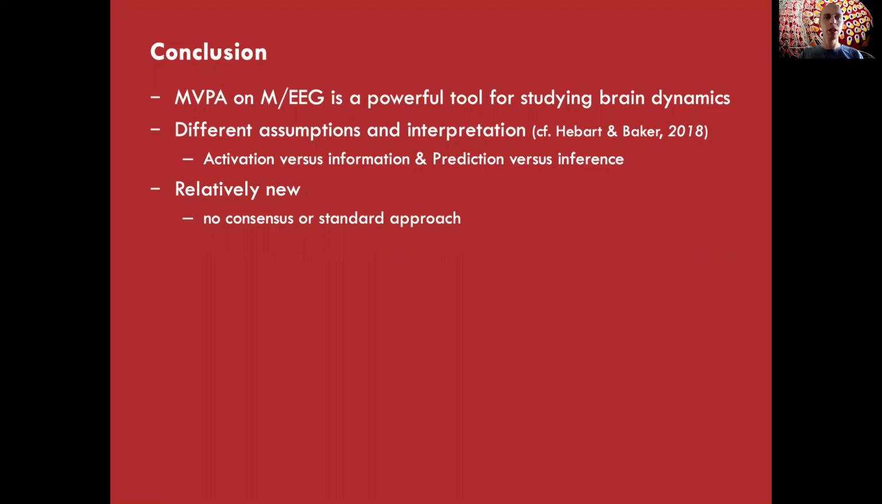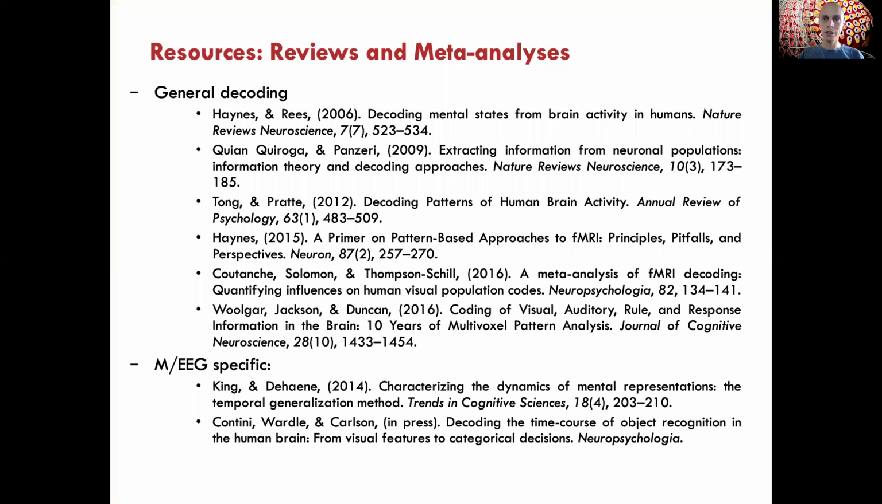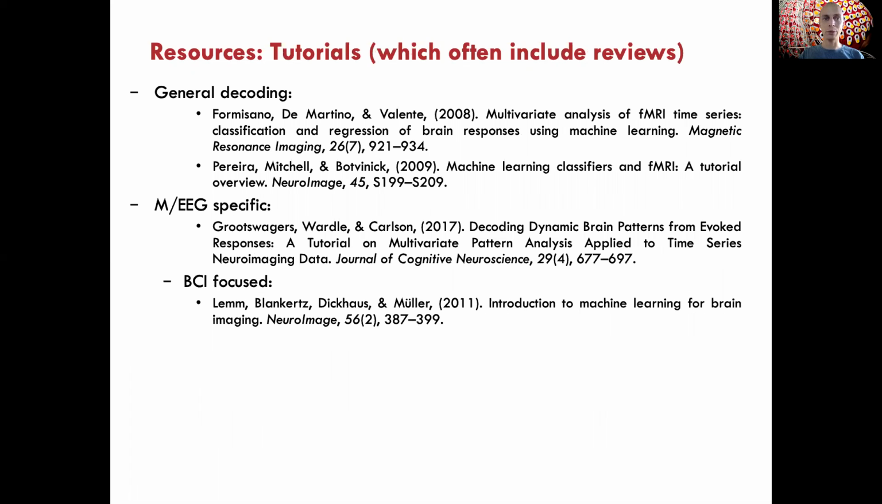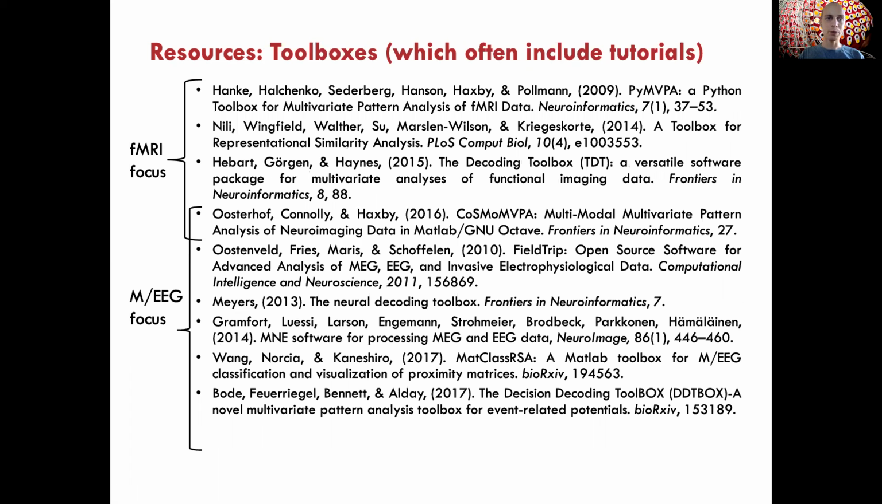And as I mentioned before, it's relatively new. There's no consensus on the best approach, and no standard approach that you can rely on. There are increasingly more reviews, tutorials, and toolboxes. I've tried to get all of them in a couple of slides, but I'm certain I missed quite a few. Here are some reviews and meta-analyses. The MEG and EEG specific ones are King and Dehaene, and there's a continuing review on MEG for object representation. There are a number of tutorials out there, mostly for fMRI, but I also point you to my tutorial in the Journal of Cognitive Neuroscience that describes the MEG approach. And here's an overview of possible toolboxes that you can use to start with your decoding if you're interested in this approach.